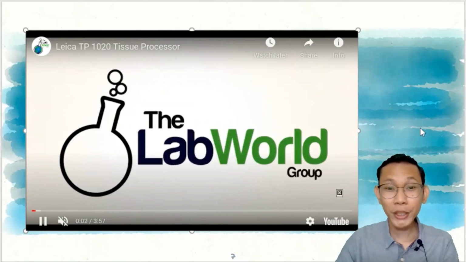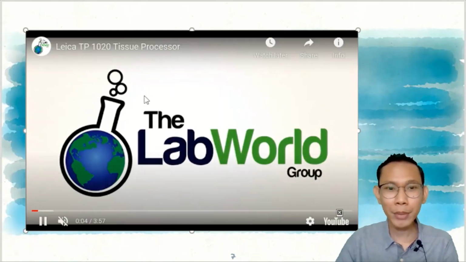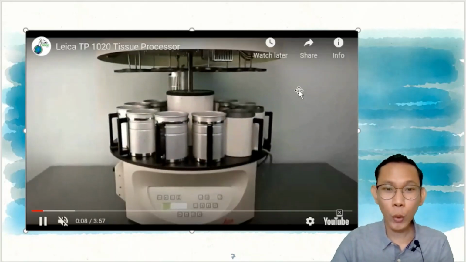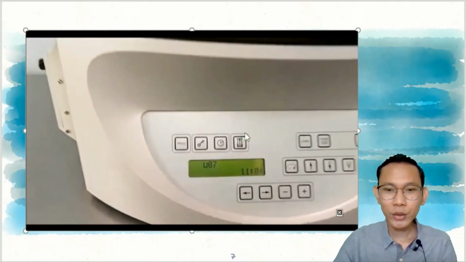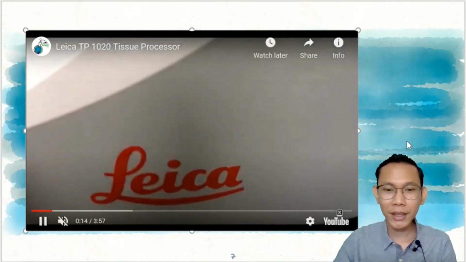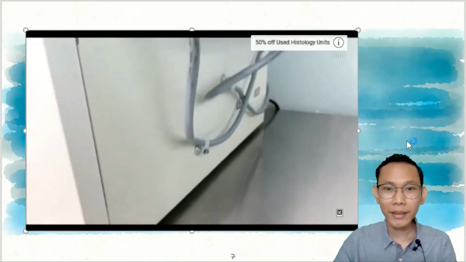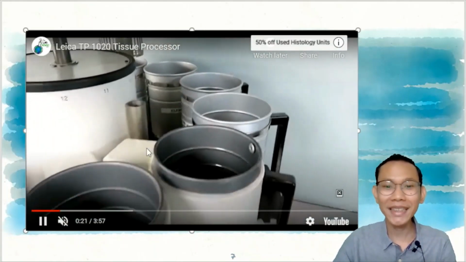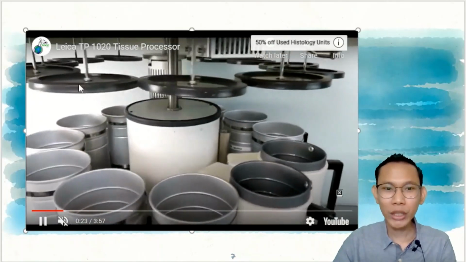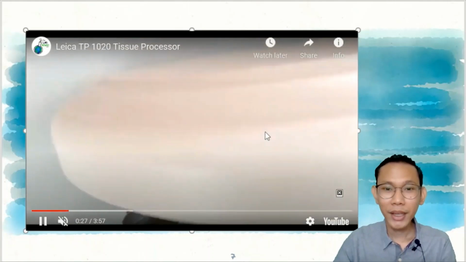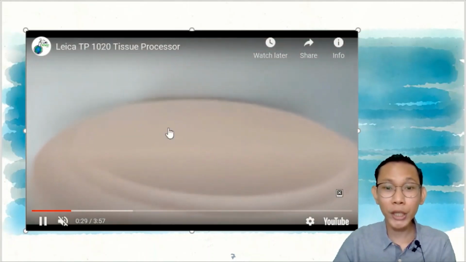So this is your tissue processor na Leica TP1020. So again, this is the overview of your machine. So dito yung mga display button natin para ma-set up yung ating specific na processing time. And then, this will be the different containers para sa ating reagents, I mean. Tapos, ito yung individual na mga cover ng ating reagents. And then, this is the main cover of our tissue processor.